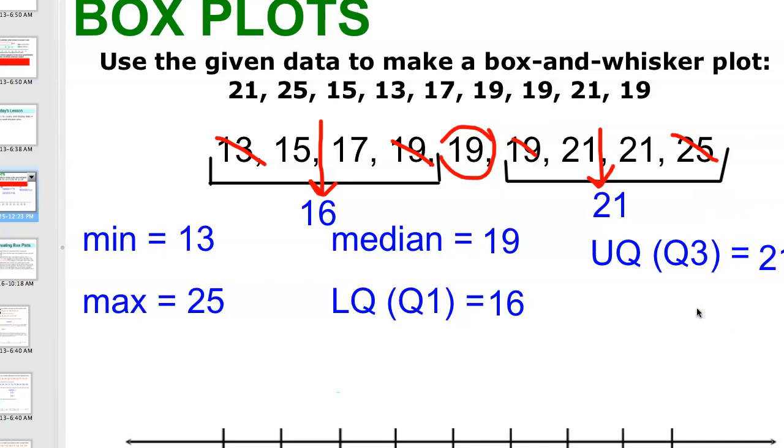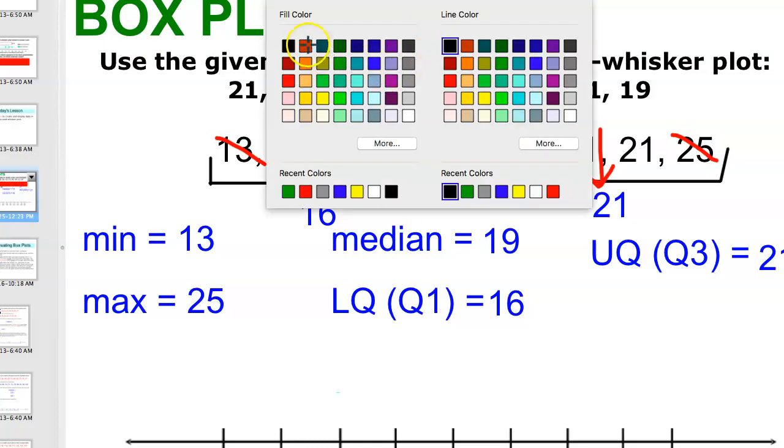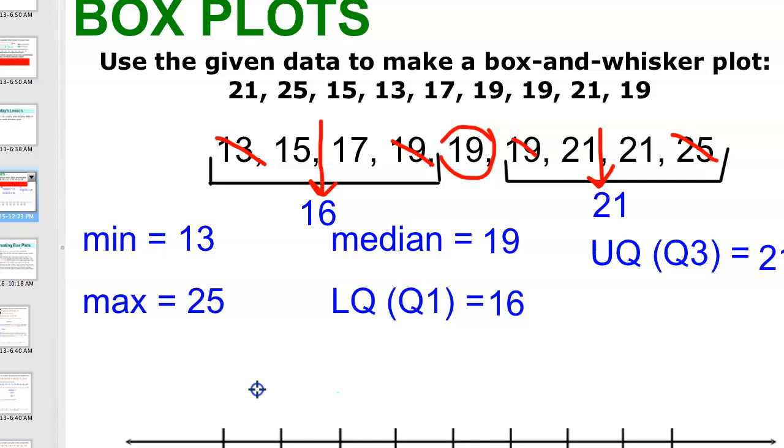You need the 5-number summary in order to create a box plot. So we can go ahead and create our box plot. We're going to start with the min and max. What you have to do is create a dot. You're going to plot a dot on your number line or above your number line for the min and max. So above my number line at 13, I need a minimum. And then at 25, I need a maximum. So there's my minimum, there's my maximum.